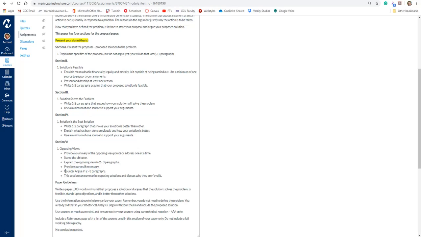And then you're going to counter-argue it in 2 to 3 paragraphs. So explain what it is and why it exists, okay? What's the validity of it, okay? And then counter it. And in countering it, you're going to do one of two things. You're either going to concede or you're going to refute.